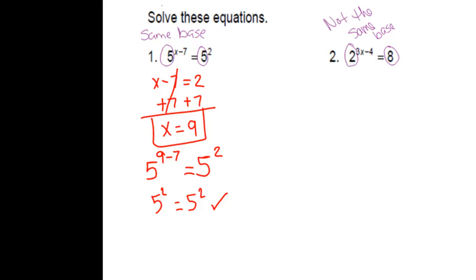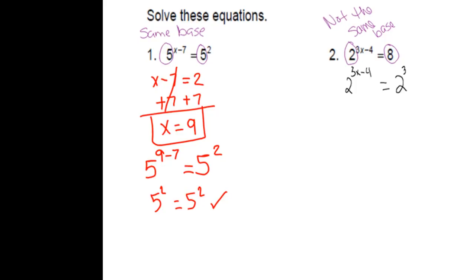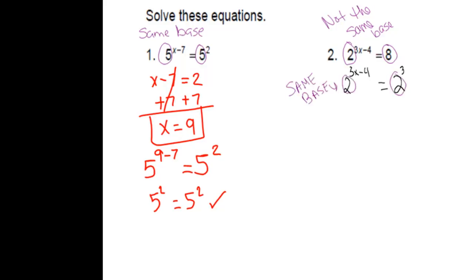If we see our bases are not the same. Now looking at the 2 and looking at the 8, they are both a base of 2. So 2 to the what power would give you 8? 2 times 2 is 4. 4 times 2 is 8. So that would mean that it is 2 to the third. Now this is the way we would rewrite them.